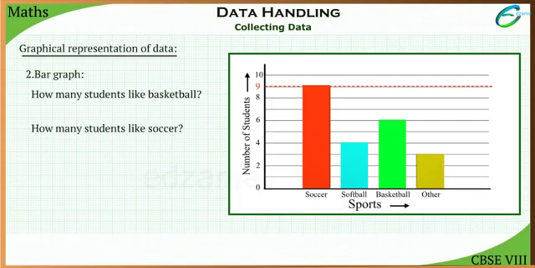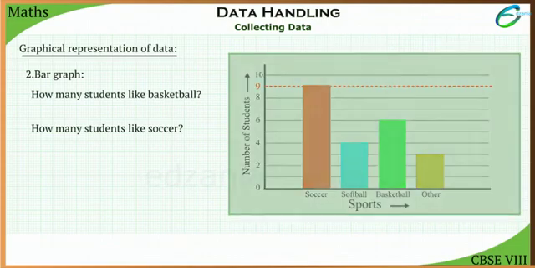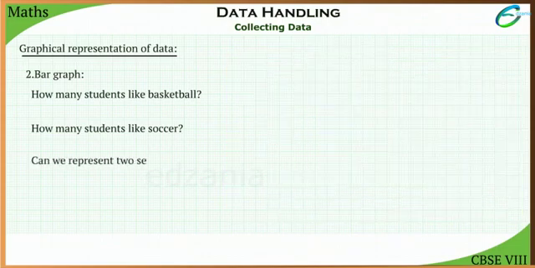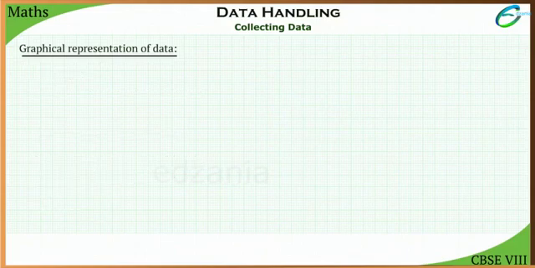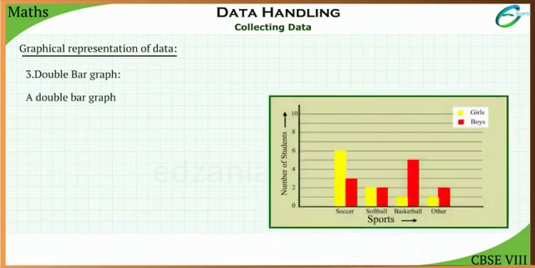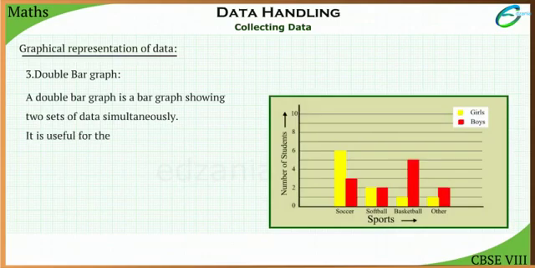So far, we have represented only one data in the graph. Can we represent 2 sets of data in a same graph simultaneously? Yes, we use double bar graphs for such representation. A double bar graph is a bar graph showing 2 sets of data simultaneously. It is useful for the comparison of the data.